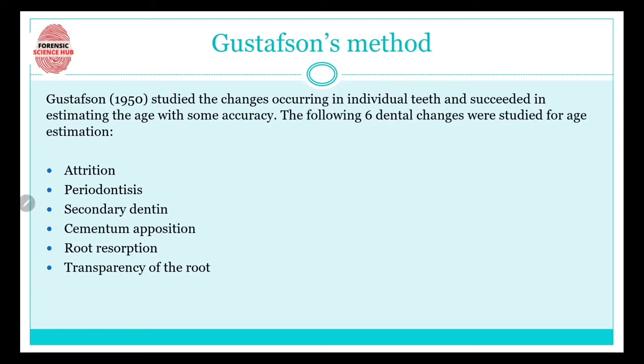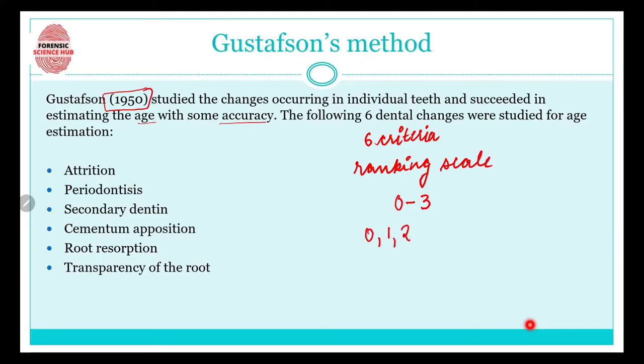Gustafson studied the changes occurring in an individual's teeth and succeeded in estimating the age with some accuracy. The following 6 changes were studied for age estimation. In the year 1950, Gustafson came up with a method for estimating the age of a person using the teeth. He proposed 6 criteria on the changes that occur in the teeth with age, and he developed a ranking scale. The scale goes from 0 to 3, that is 0, 1, 2 and 3.